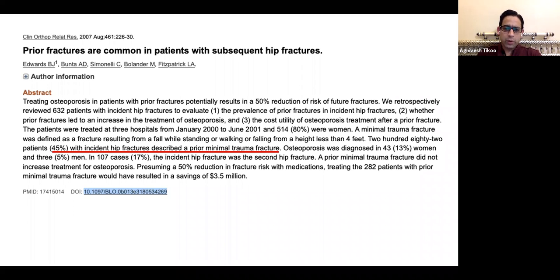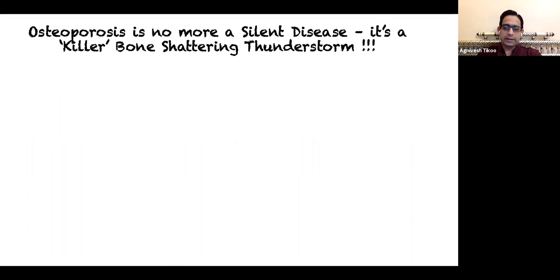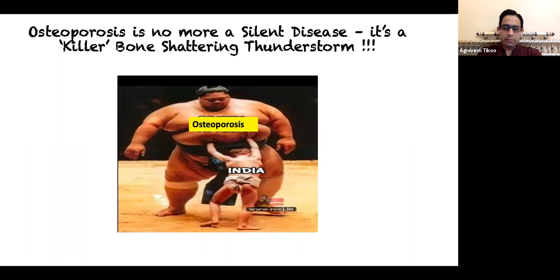If we look at patients who had subsequent hip fractures, 45% of the incidental hip fractures describe a previous minimal trauma fracture. This means the people who developed this major hip fracture, which needed surgery, had developed a minor trauma fracture earlier, in which osteoporosis was not detected. So these are common things which we miss. Somebody falling or stumbling and fracturing her wrist, and we do not think about osteoporosis, may again fracture her hip. So osteoporosis is now a bone-shattering thunderstorm, which we are trying to stop, and we need to get united in this fight against osteoporosis.